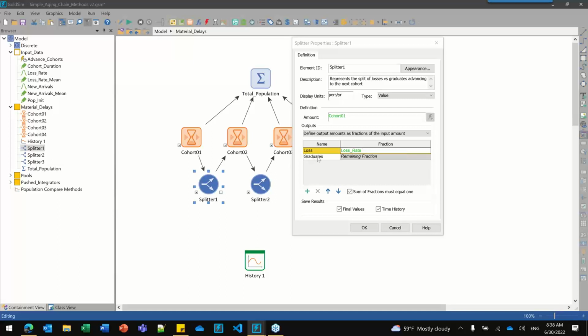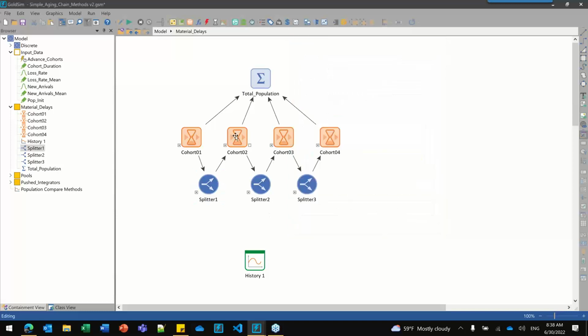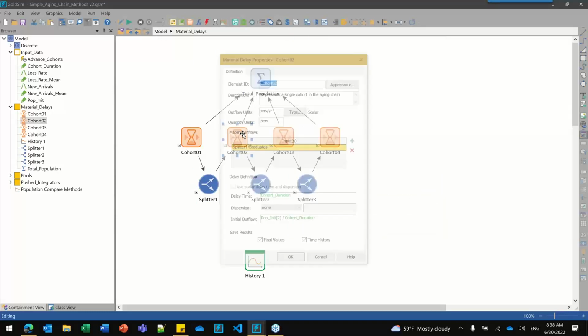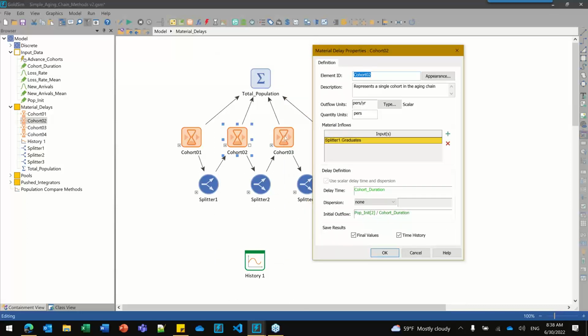The graduates are whatever remains, right? So the splitter just works that way. It just tells you, okay, well, I'm just going to take whatever remains, and that's what graduates. And so I can define these names, which is nice. That way, when I come over here to the next cohort, then the inflow makes sense. It's the splitter 1 dot graduates. It's the graduates from splitter 1.